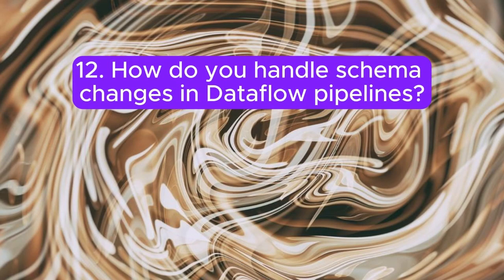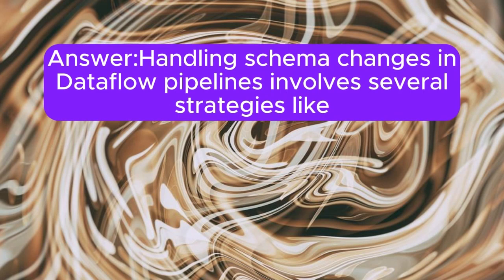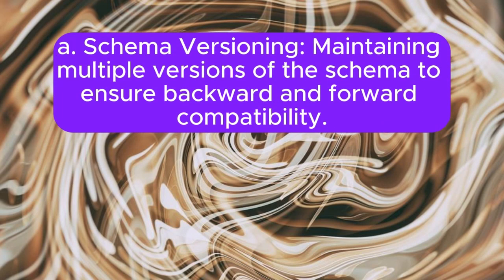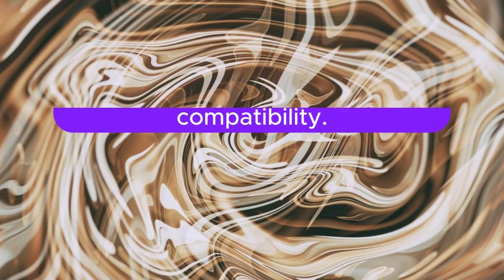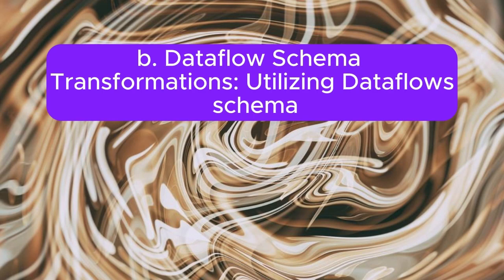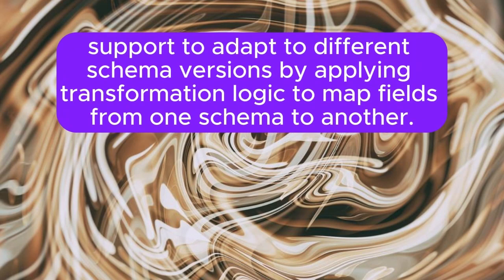12. How do you handle schema changes in Dataflow pipelines? Answer: Handling schema changes in Dataflow pipelines involves several strategies like A. Schema versioning, maintaining multiple versions of the schema to ensure backward and forward compatibility. B. Dataflow schema transformations, utilizing Dataflow schema support to adapt to different schema versions by applying transformation logic to map fields from one schema to another.